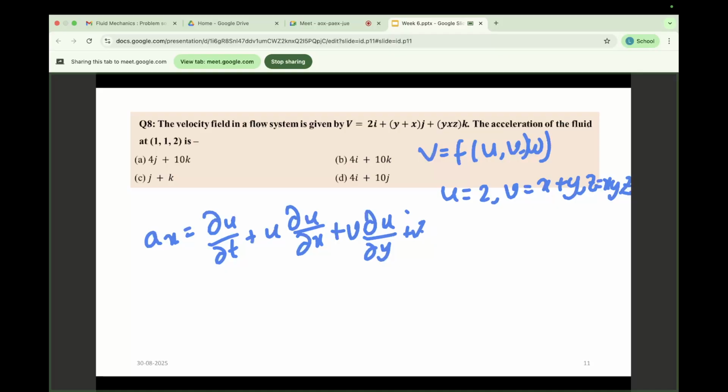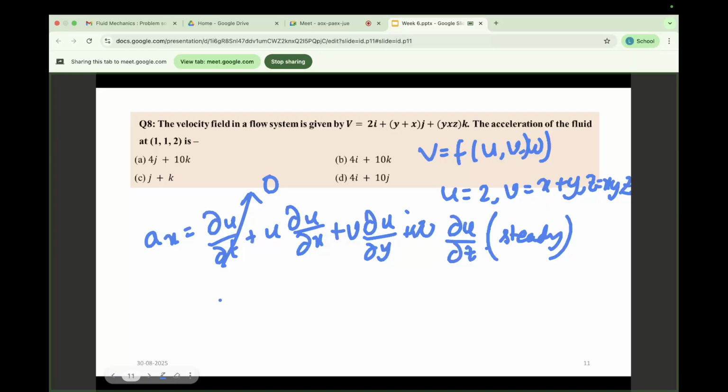So this one plus w into du dz. So these are the terms. As nothing is detailed, we consider this term as 0. So assume the flow is steady. So I consider the flow as steady, right?